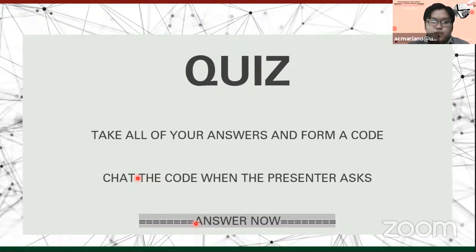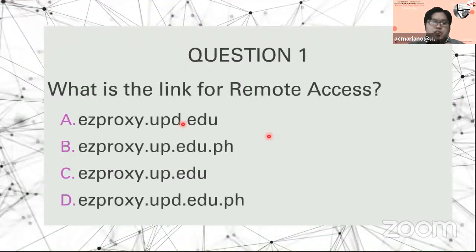So first question: what is the link for the remote access EZproxy website? I'll be giving 30 seconds for each. So A, easyproxy.upd.edu.ph, or I'm sorry, .edu. B, easyproxy.up.edu.ph, or C, easyproxy.up.edu, or D, easyproxy.upd.edu.ph.